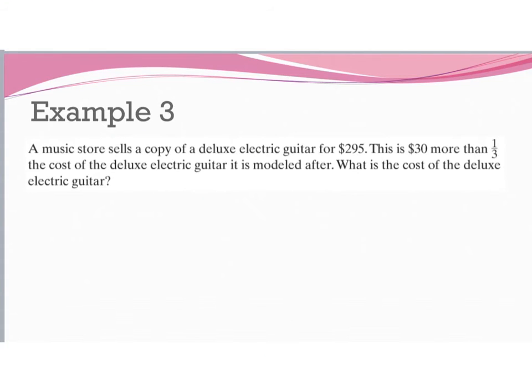Now example 3 says, a music store sells a copy of a deluxe electric guitar for $295. This is $30 more than 1/3 the cost of the deluxe electric guitar it is modeled after. What is the cost of the deluxe electric guitar? So we know that our total cost is $295. So I'm going to set this equal to $295.